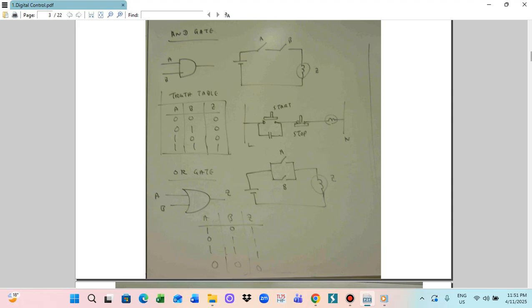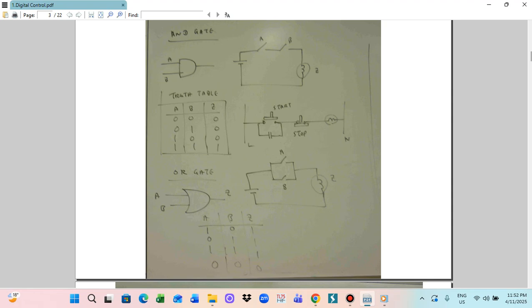And another one will be the OR gate system. For the OR gate, we can draw the OR gate symbol like this. This is A, this is B, output is Z. So we can draw the electrical equivalent diagram. Two switches A and B are connected in parallel, and they are connected to the output load. The output load will be Z.